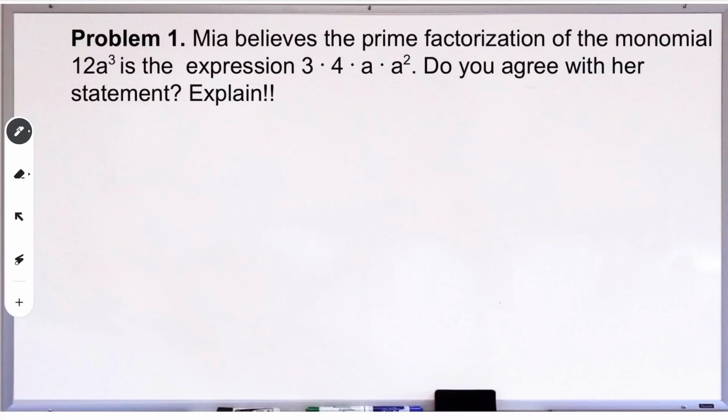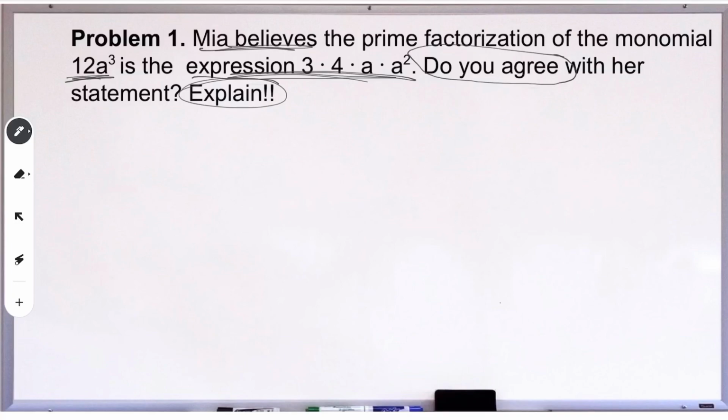We have problem number 1, which reads, Mia believes the prime factorization of the monomial 12a cubed is the expression 3 times 4 times a squared. Do you agree with her statement? Explain. So first things first, I want to underline what is given to me. I know that Mia believes that 12a cubed is equivalent to the expression 3 times 4 times a squared. And the question is asking me, do I agree? And I have to explain.